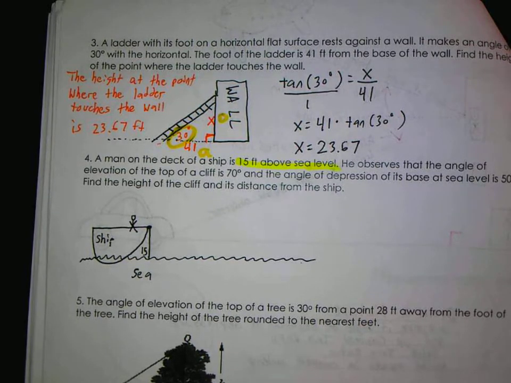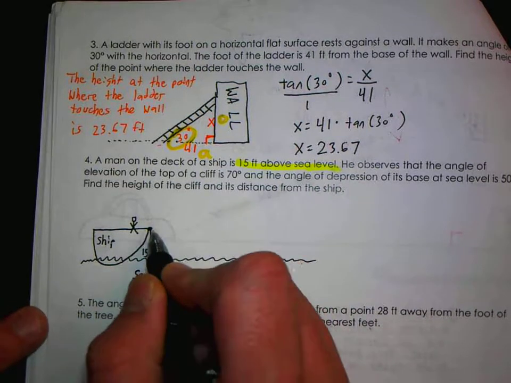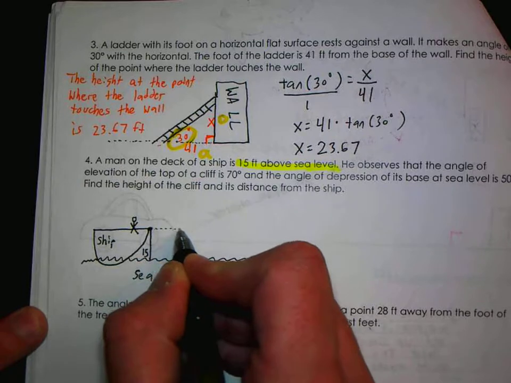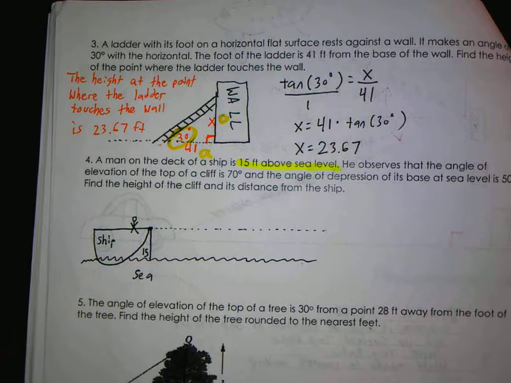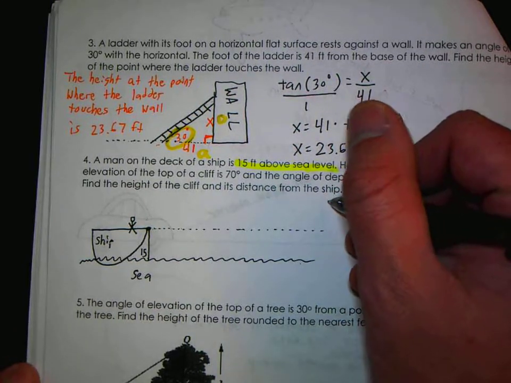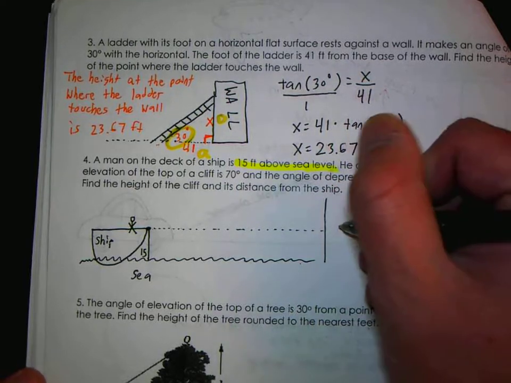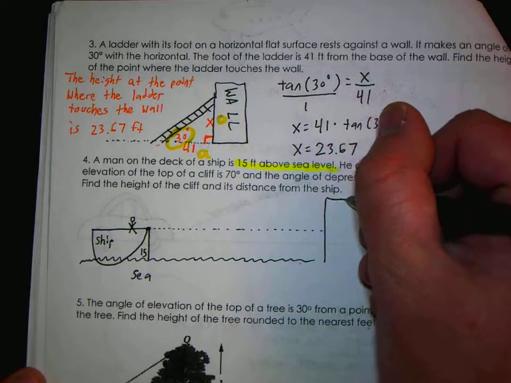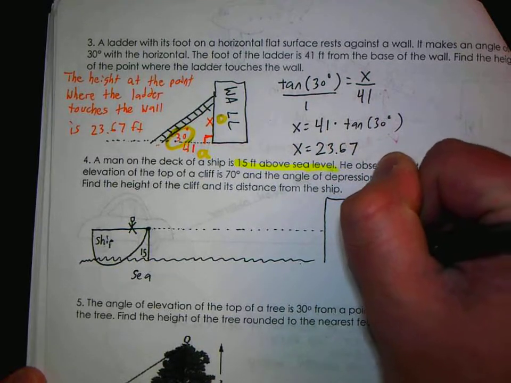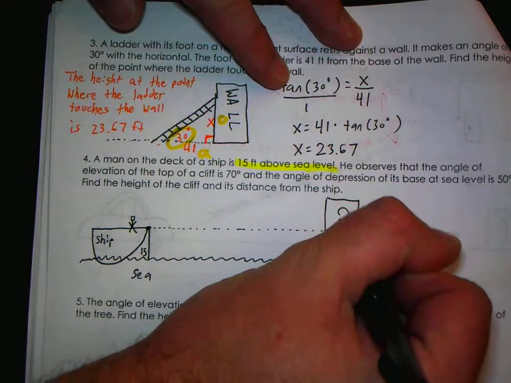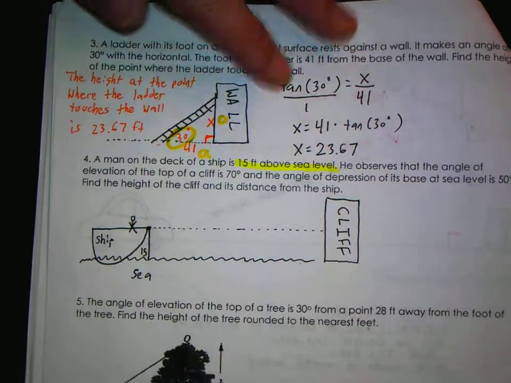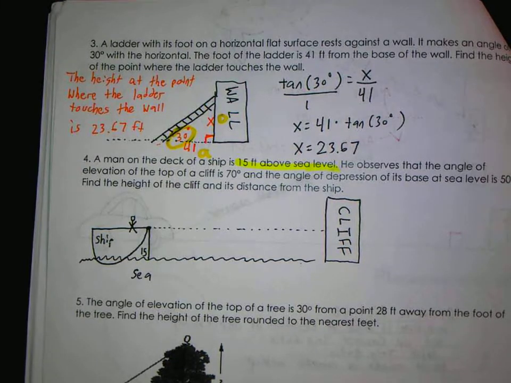He observes that the angle of elevation of the top of the cliff, so he has this line of sight right here, approximately, with the boat. I know he's slightly taller. And then we have this cliff. I don't know how to draw a cliff. I'm just going to make a box. So those of you that say you can't draw, look at my drawings. When I can't draw, I just label what it is. That's supposed to be a cliff.